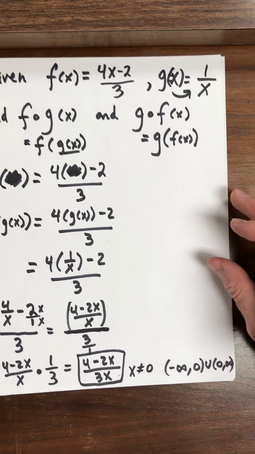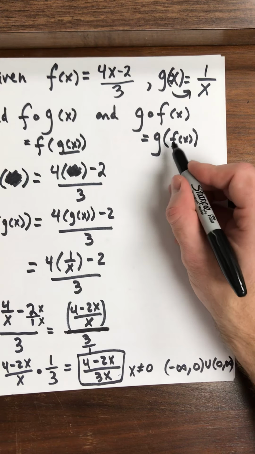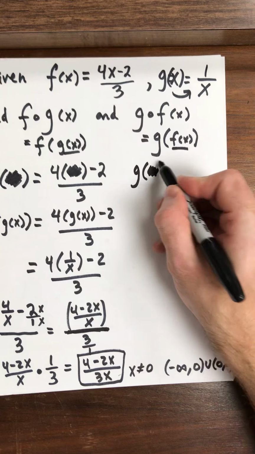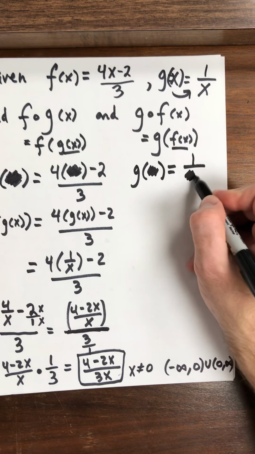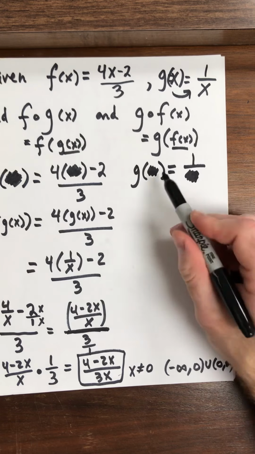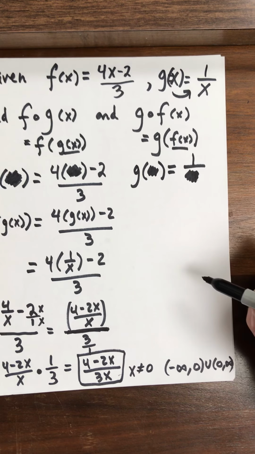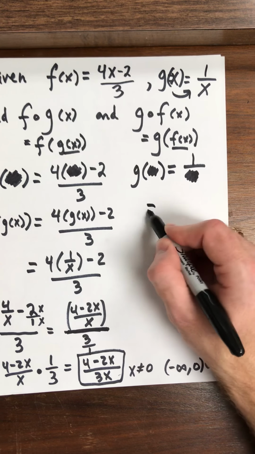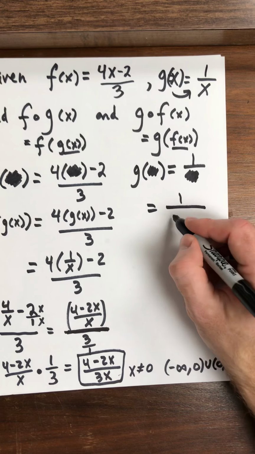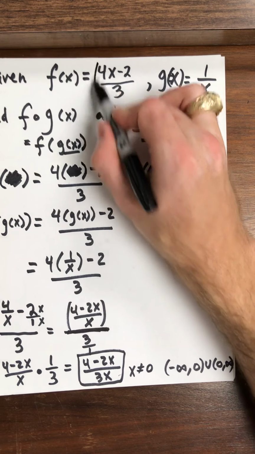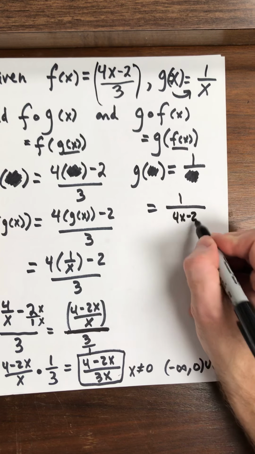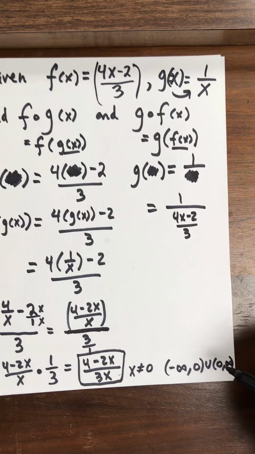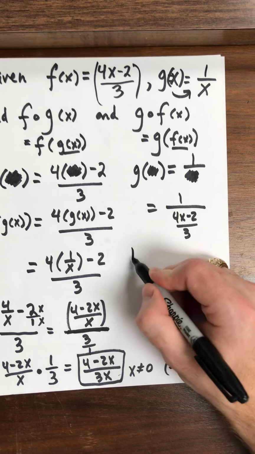Okay, so g∘f, g composed of f of x. So what is g of blob? This is 1 over the blob. Basically, this function takes a number and does the reciprocal. So if I do g of f of x, that's 1 over the blob. What's the blob? That's f of x. f of x is 4x minus 2 over 3. So I've got a fraction over a fraction. I've got to do the keep, change, flip rule. So I keep the numerator the same.